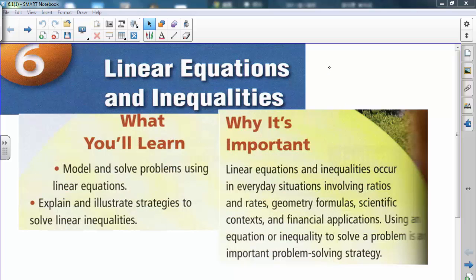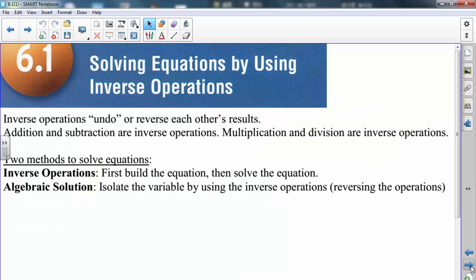Let's look at why we need to learn linear equations and inequalities. Because both of them occur in everyday situations involving ratios and rates, geometric formulas, scientific contexts, and financial applications. Using an equation or inequality to solve a problem is an important problem-solving strategy. Let's look at the first lesson, 6.1, solving equations by using inverse operations.